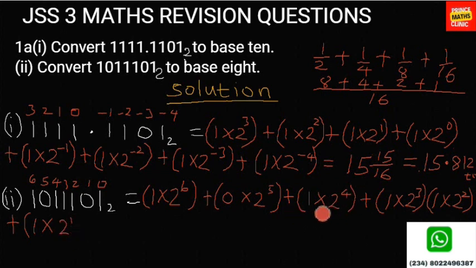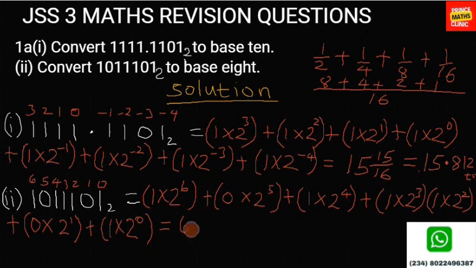Oh, sorry about that. After this 0, I have 1 three times. 1, 2, 3. Then the next one is 0, times 2 to the power of 1. Close the bracket. Plus 1 times 2 to the power of 0. Good. And 2 to the power of 6 is 64.